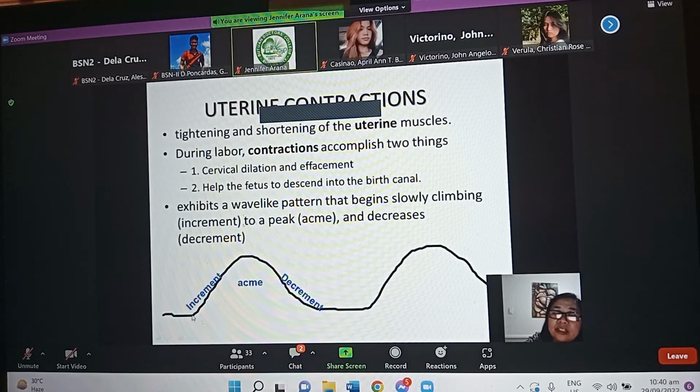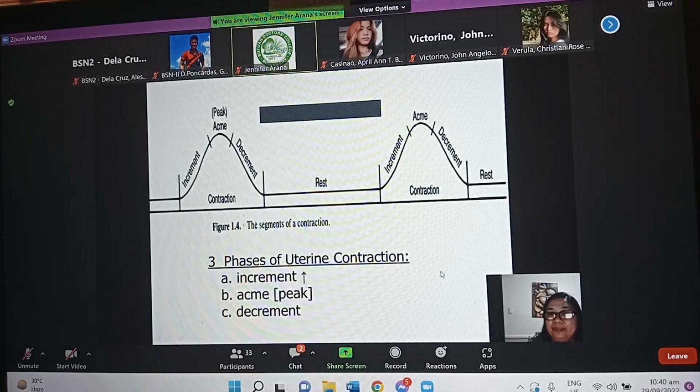So as soon as each contraction starts, mo na siya diri magsugod sa increment. Ang peak sa contraction is the acme. Ang paghinay-hinay o kawala or decrease sa contraction is the decrement. And then it starts again later on. So the increment, the peak or the acme and the decrement is what we call as the three phases of uterine contraction. So increment, the start of the contraction until it reaches the peak or acme.